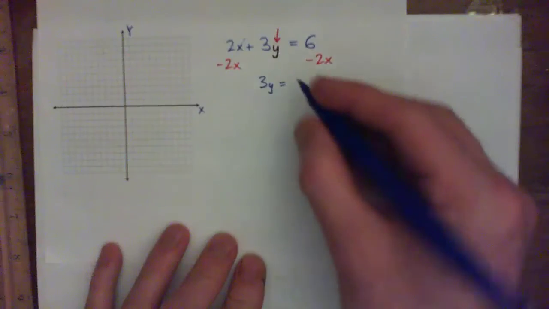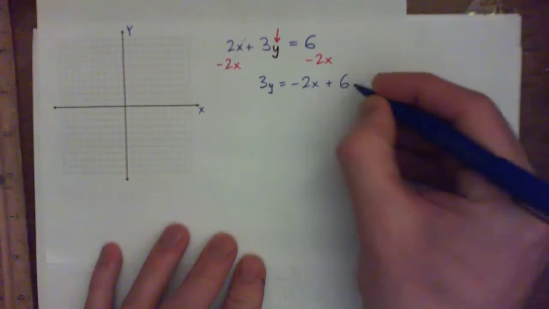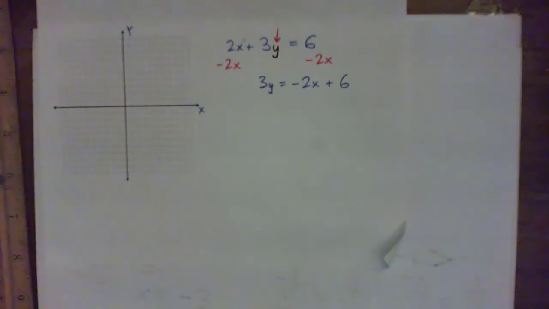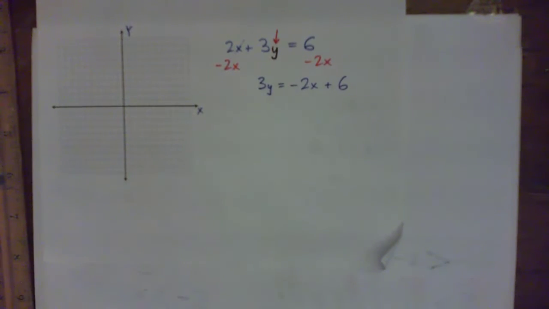You could write that, that's correct. Or negative 2x plus 6. Either way is correct. 6 minus 2x is fine. Negative 2x plus 6 is fine. I'm going to do it this way because it's in slope-intercept form here, right? Now I've got to divide by 3, though, to get y on its own, don't I?